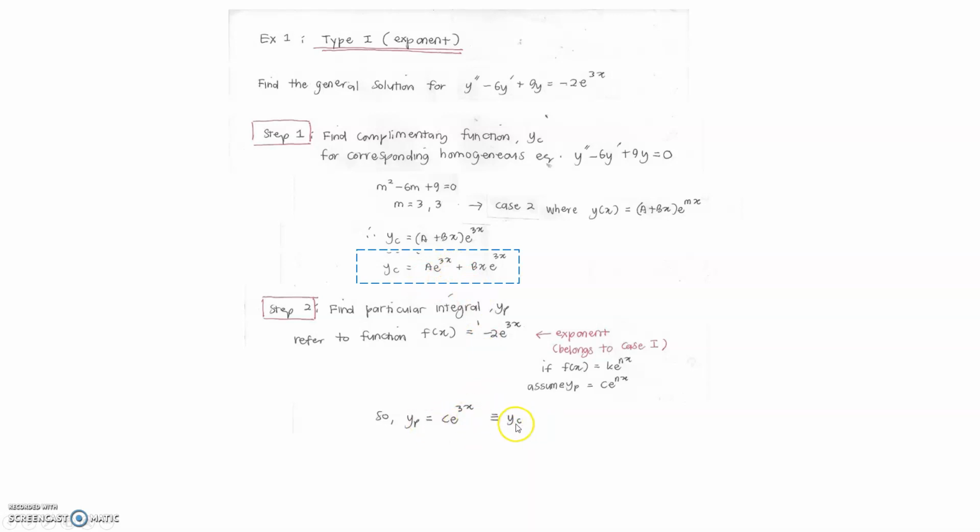When it has the same pattern, you need to multiply this with x. So you get yp equal to cx exponential 3x. Again, you compare to the yc. So have a look: cx exponential 3x is equal to bx exponential 3x, so it still has the same pattern. So again, you need to multiply with x. So cx squared exponential 3x, you compare back to here. It does not have the same pattern, right? So you can stop here.